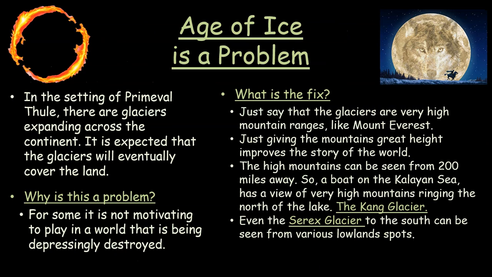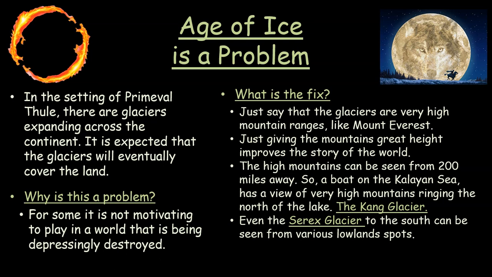One of the problems with Primeval Thule is that it was in an age of ice. There were glaciers that were expanding across the continent, and eventually these glaciers would cover the land and destroy the towns and everybody. So why was this a problem? For some, it is not motivating to play in a world that is being slowly and depressingly destroyed. It's like, what's the point in saving this world? There's a glacier that's going to take it over and just destroy it anyways. So there's this depressing quality of a lot of the cultures seeing these glaciers expanding, destroying their lands. So it was depressing. Nothing they could do about it.